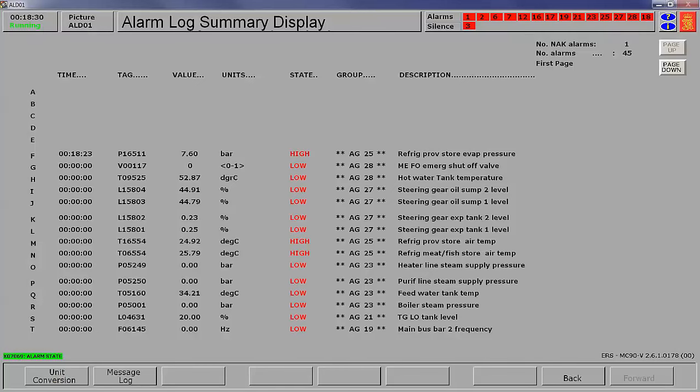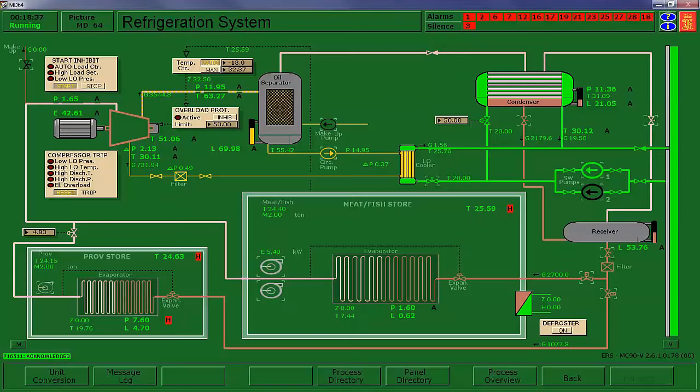And it's refrigeration provisional store vat pressure, and it's high. That's fine for right now. The temperatures have to stabilize. It's picking up so much heat. All right, so we're good.